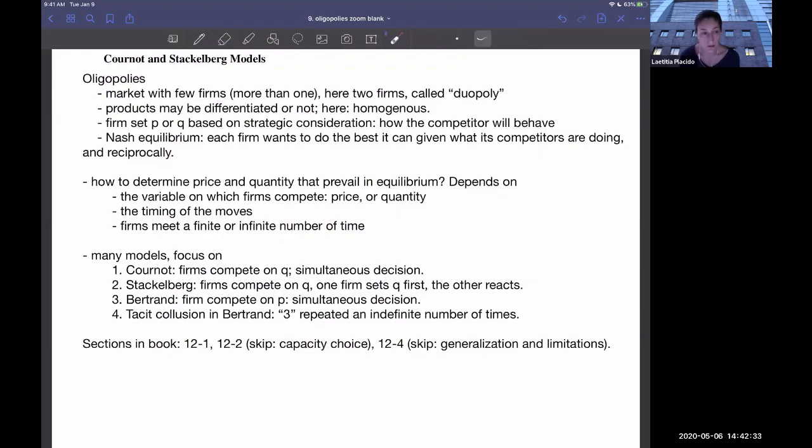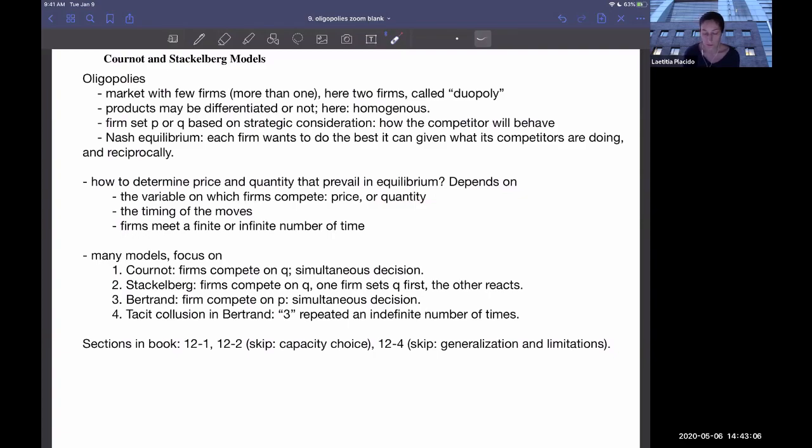So how are we going to determine the price and the quantity that are going to prevail in equilibrium? As I said, we are going to use the Nash equilibrium, but the market outcome will depend on several parameters of the problem. In particular, it's going to depend on the variable on which firms compete, whether they compete in price or in quantity, we'll get very different results. Okay, so that's the first parameter.